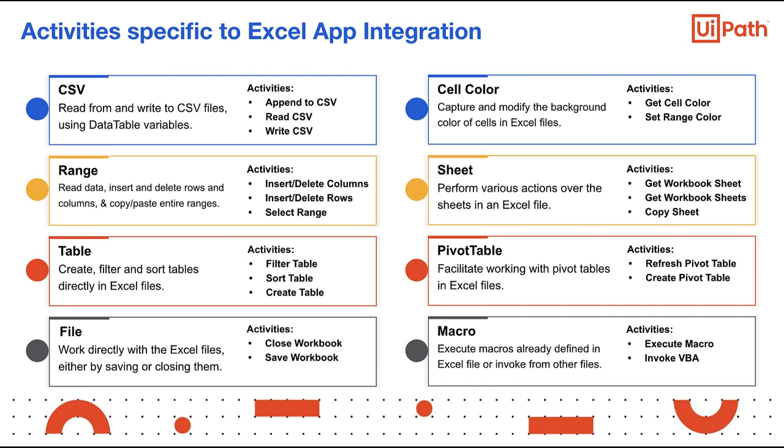Macro. These activities can execute macros that were already defined in the Excel file, or can invoke macros from other files. These activities work with XLSM files. The activities under this category are Execute Macro and Invoke VBA. Execute Macro executes the macro within a workbook. The workbook file needs to be a macro-enabled workbook. Invoke VBA invokes a macro from an external file containing VBA code and runs it against an Excel file.